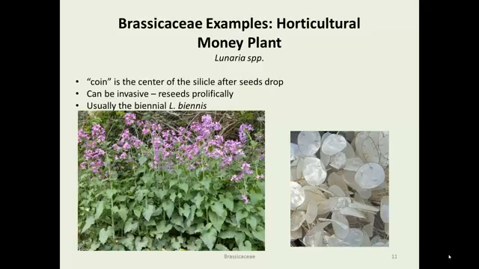A horticultural example of Brassicaceae is the money plant. You've probably seen these in bouquets. They're quite common. They're quite popular in dried flower bouquets. Sometimes they're painted different colors. On the left, you can see it looks a lot like Dame's Rocket or a lot of the mustards. But when that seed pod, that silicle, matures and flops open, what we call the little coin is that center membrane that's left behind. So these plants are grown for that primary purpose. They do have a tendency to be invasive. If you get them in your garden, you can have a hard time getting rid of them.